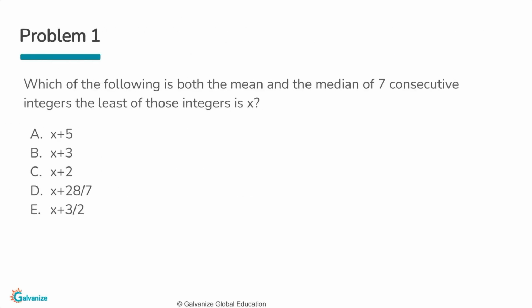Now coming here, which of the following is both the mean and median of 7 consecutive integers? The least of those integers is x. Anybody? You can give me the answer here. You can post your answer in the chat box. Which of the following is both the mean and median of 7 consecutive integers? The least of those integers is x. I'll give you 1 minute. These are all very, very simple questions, could be answered in less than 1 minute. How do you attempt this problem? You can post your answer here. Anybody got the answer?